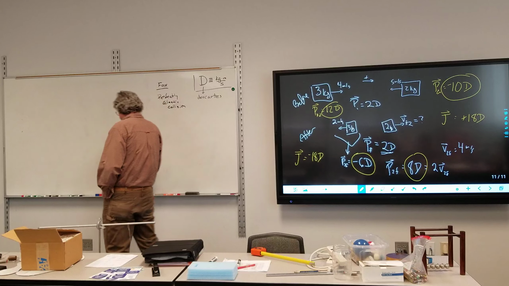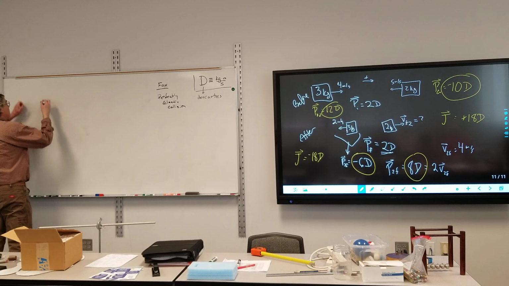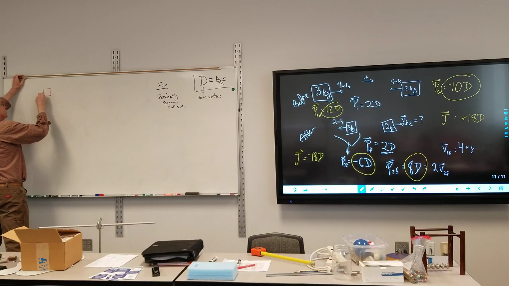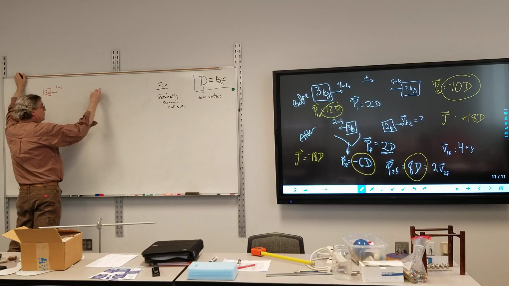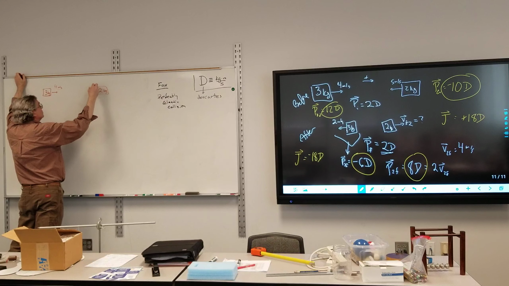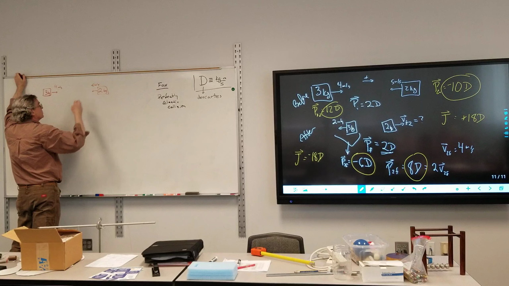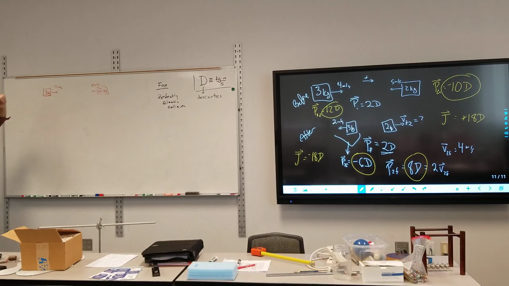And we'll start out with the same thing. So I have the 3 kilogram mass heading to the right at 4 meters per second. I have the 2 kilogram mass heading to the left at 5 meters per second. If it's perfectly elastic, well, if it's a collision, momentum is conserved because I don't have any outside influences. It's a universe with just these two things.